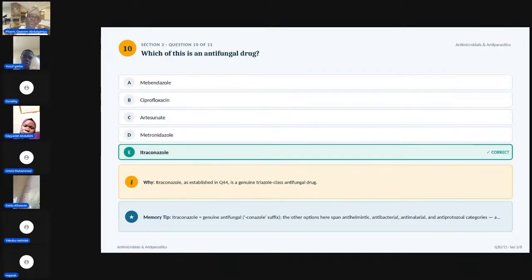Mebendazole is your worm expeller too, like the albendazole. Metronidazole is your Flagyl, which is not an antifungal but an antiparasitic agent. I don't know if you are following the conversation. And then the last one, itraconazole, is the antifungal that we're interested in. You see the way somebody is just twisting the question for you, making you wonder.